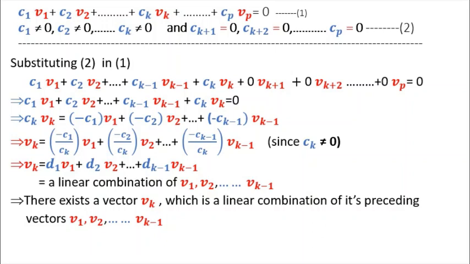Now let us consider equations 1 and 2 again. What did we write in equation 1? c1 v1 plus c2 v2 plus and so on plus ck vk plus and so on plus cp vp is 0. That is equation 1. In equation 2, what did we suppose? k is the largest integer for which c1 to ck are all non-zero scalars, and from ck plus 1 onwards the rest of the scalars are zero. And we proved that this k should have a maximum less than or equal to p and a minimum of 1.